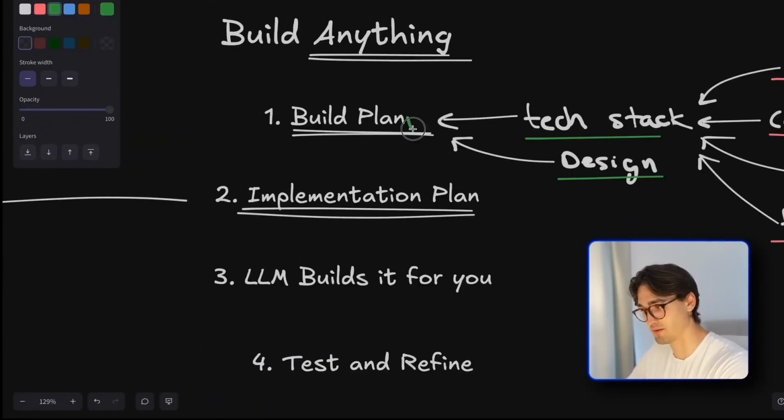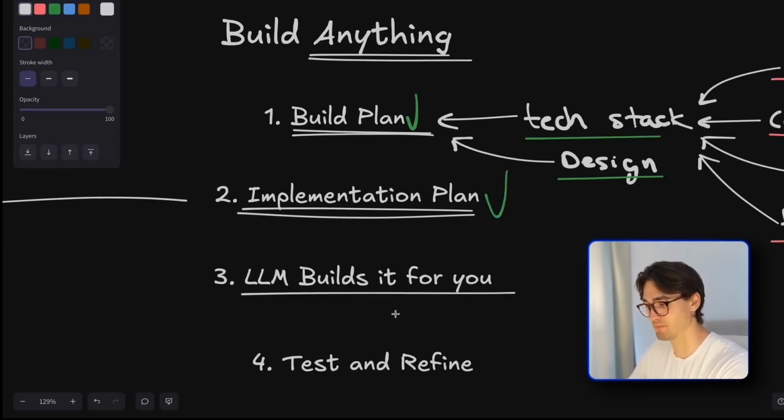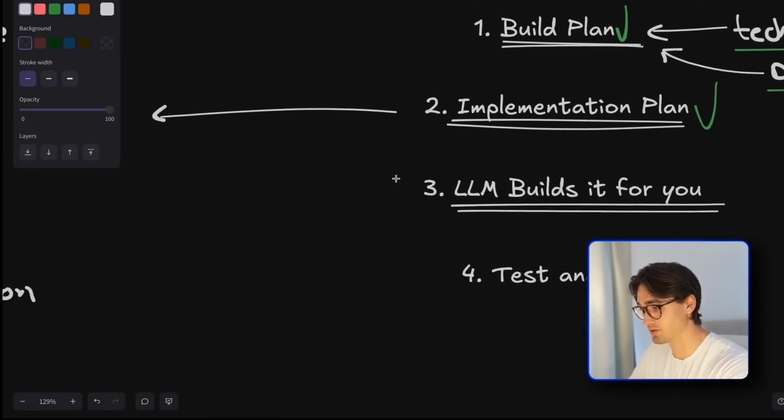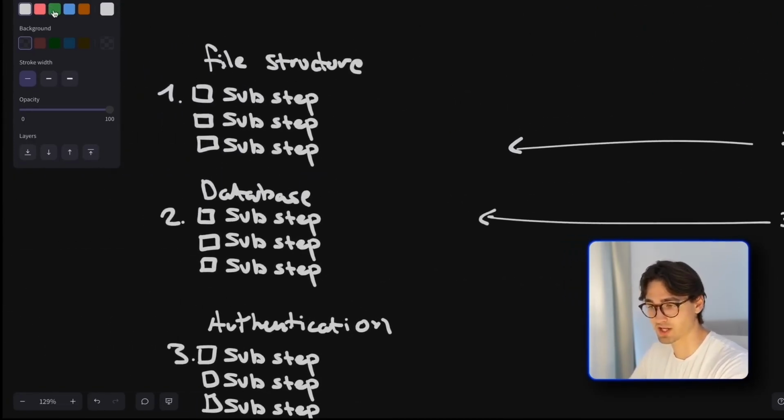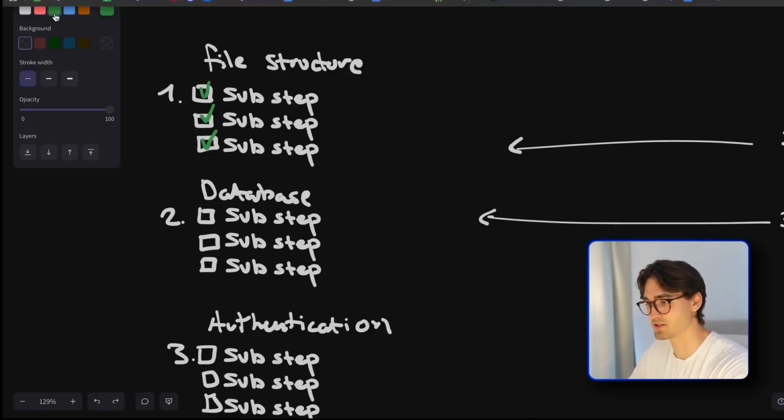And then after you've made the build plan and you've made a good implementation plan, that is when you start building. The way you do that now is you give the large language model this implementation plan, of course, and then you tell it, please start with step 1. The large language model is now going to do this substep, then this substep, and then this substep, and come back to you and say, well, step 1 has now been completed.